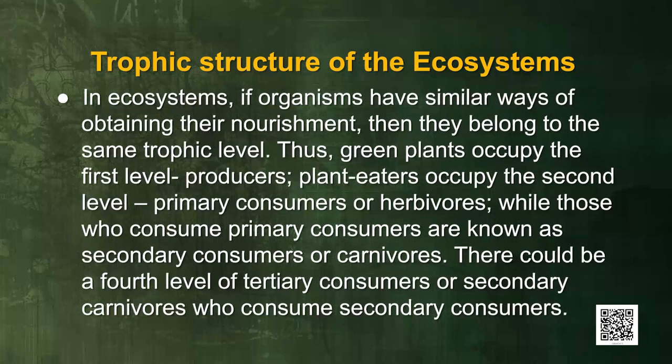So, in ecosystems, if organisms have similar ways of obtaining nourishment, then they belong to the same trophic level. Thus, green plants occupy the first level and they are known as producers. Then the plant eaters occupy the second level. They are known as primary consumers or herbivores, while those who consume the primary consumers are known as secondary consumers or carnivores. There could be a fourth level of tertiary consumers or secondary carnivores who consume secondary consumers.